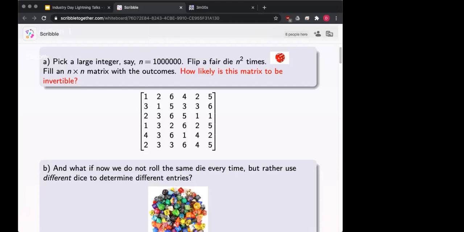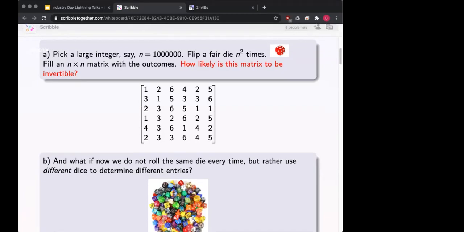Next, imagine somebody asks you a slightly more difficult question. Instead of one fair die, suppose you have a whole bunch, maybe 1,000,000 squared, of different dice. Some of them may be cubic, some octagonal, some simplicial. And instead of rolling the same die every time you need to fill an entry of this matrix, you roll a different die, and fill your matrix with the outcomes. And again, the question is, how likely is this matrix to be invertible?